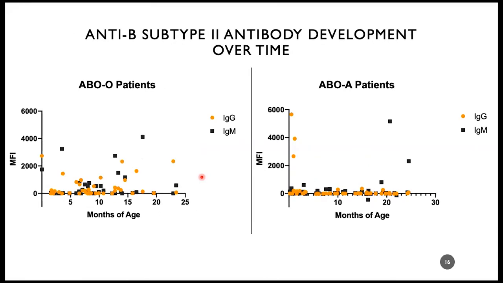Next, I'm comparing our group O patients and our group A patients by looking at the anti-B2. So we observed that the anti-B2 for IgG and IgM were higher in the O patients than the A patients, which suggests that A patients may be at a lower risk than an O patient when receiving an ABO incompatible heart transplant from a B patient.